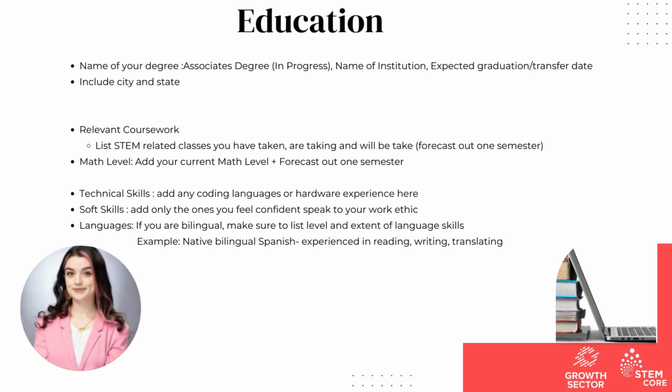All right, pull up your seat for this section because we have a couple little subsections to dive into amongst the education section. All right, so first up, we are going to list the name of your degree that you are currently in progress of. Next up is going to be the name of the institution, aka your college, the expected graduation or transfer date, and then next line down, we're going to add the city and state of your college.